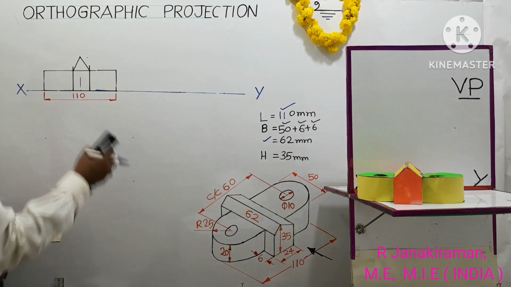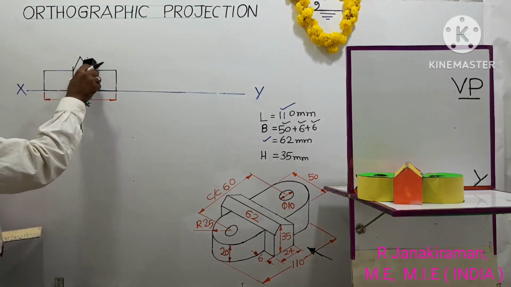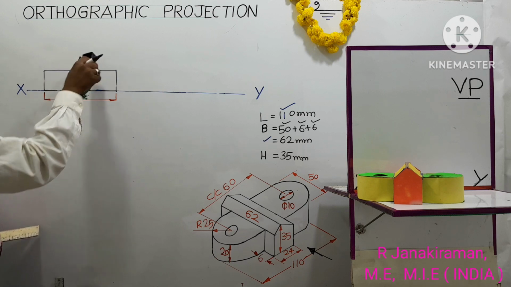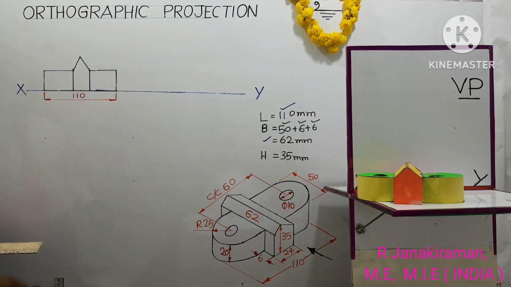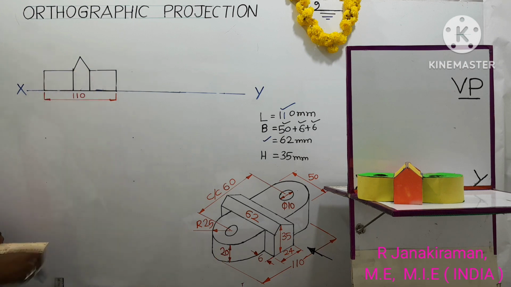So the remaining length you can erase. At the center, you erase the part of the line. Okay. So the center line also you can erase. So this corresponds to the red color portion. This yellow, another yellow. Okay.